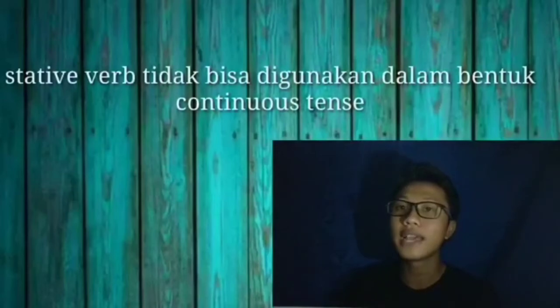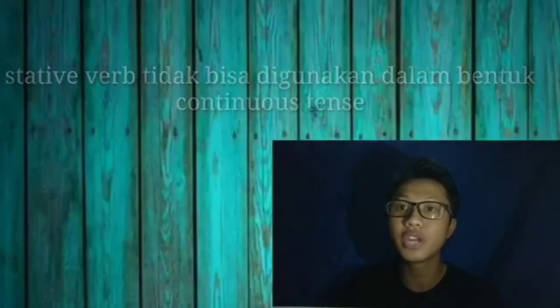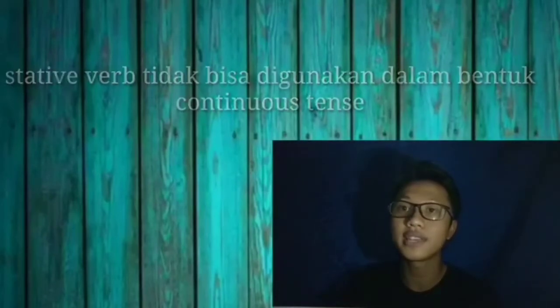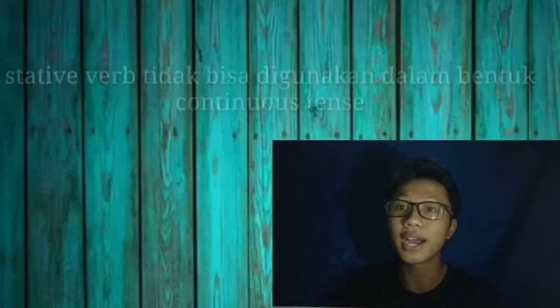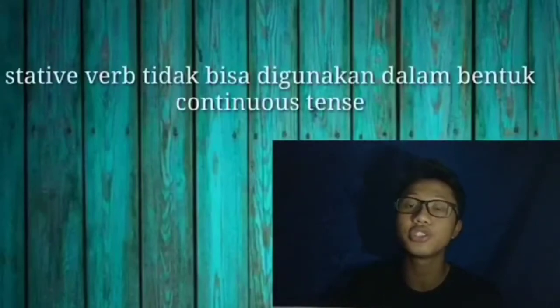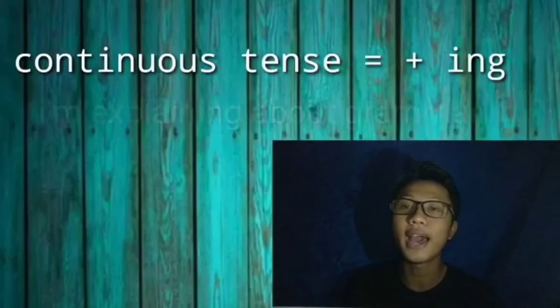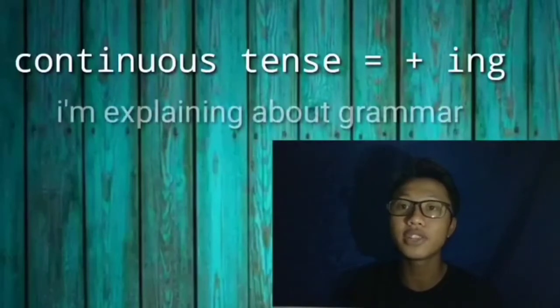Nah, kalau action verb itu sendiri kan bisa digunakan dalam bentuk seluruh tenses. Nah, kalau stative verb ini tidak bisa digunakan dalam bentuk tenses continuous. Itu yang perlu Anda ingat. Nah, yang gimana sih itu continuous? Itu loh yang ada ing-ingnya. Contoh nih, I am explaining about grammar. Itu kan continuous. Nah, kalau stative tidak bisa digunakan dalam bentuk continuous.